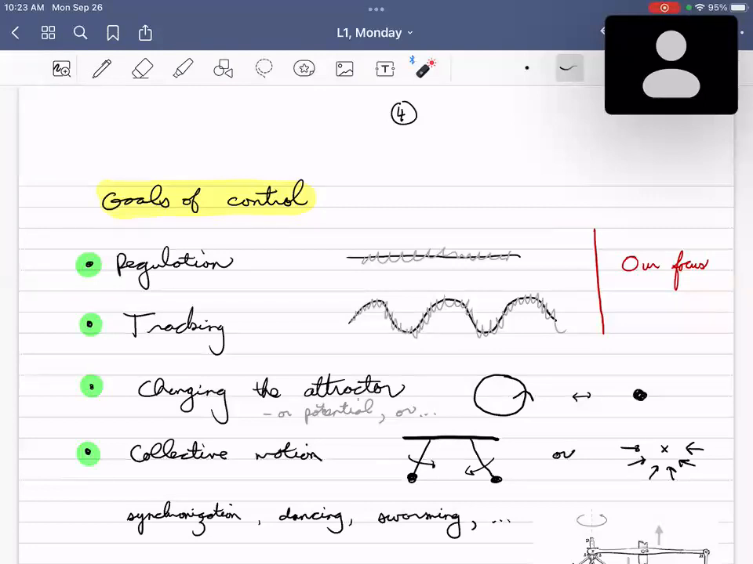You can also try to track a time varying signal. So you want a system to go through some path, and you want to force it to not just regulate about a constant, but about a time varying path. And mostly that's what we'll talk about this week.